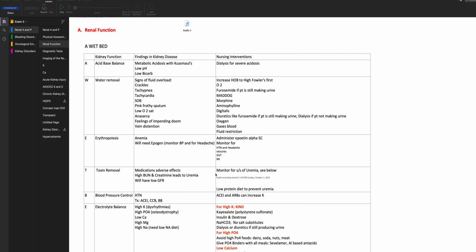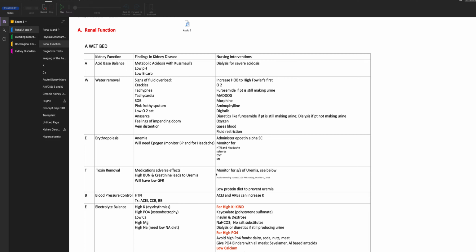But they do give ACE inhibitors early in kidney disease because they prevent protein loss from the kidney, in the urine, I should say. All right. E is for electrolyte balance. So people with kidney disease, they can no longer regulate their electrolyte balance.